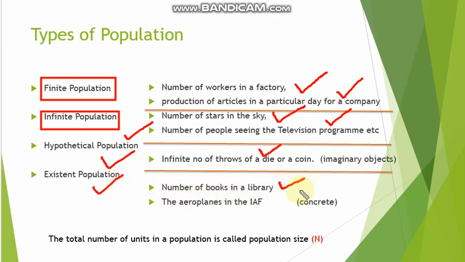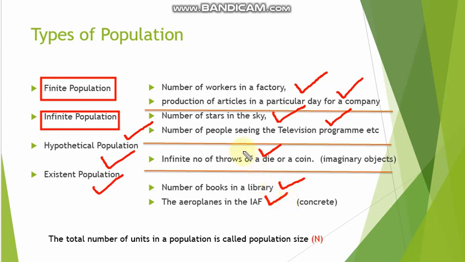If you visit a library, you can see that there are 500 books. Actually, you can visualize that there are 500 books. So therefore these are concrete objects. So this comes under the existent population. Another example is the aeroplanes in the Indian Air Force.